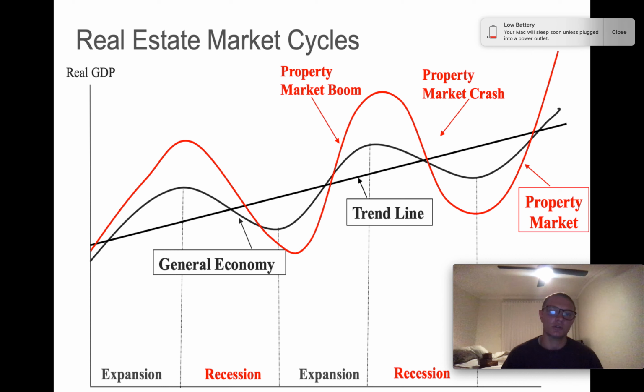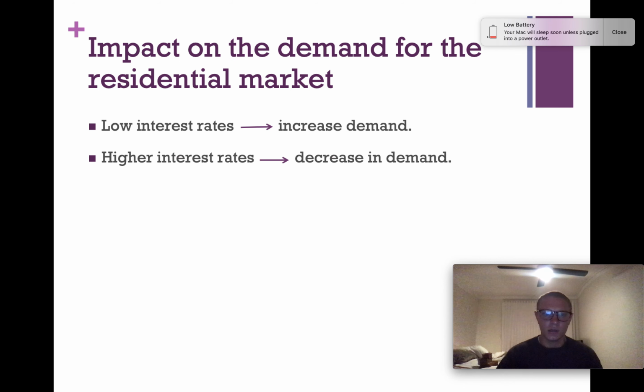Before I get on to discuss how these impact the demand for properties, it's important to know the property market follows the general economy. So if there's a boom in the economy, there'll be a boom in the property market, and if there's a recession in the economy, there'll be a recession in the property market, as you can see from the red and black lines. So on to how this impacts the demand for the residential and commercial market.